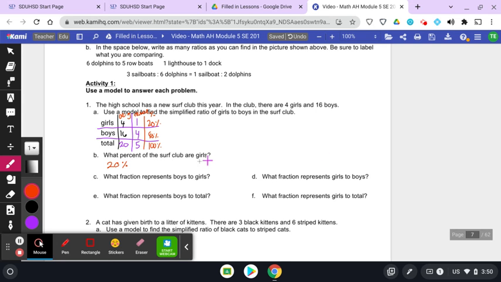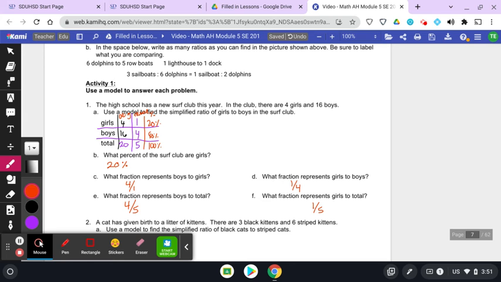What fraction represent boys to girls? So boys as the numerator, girls the denominator. I want it reduced, so I'm going to do with my reduced ones. That's 4 to 1. What fraction represents girls to boys? That's upside down. So that we have 1 to 4. What fraction represents boys to total? So we're looking at 4 to 5. What fraction represents girls to total? So 1 to 5.